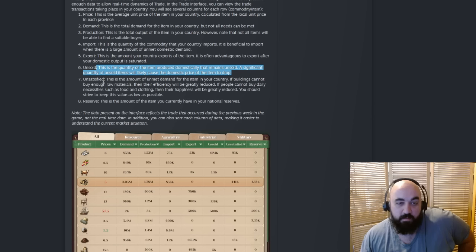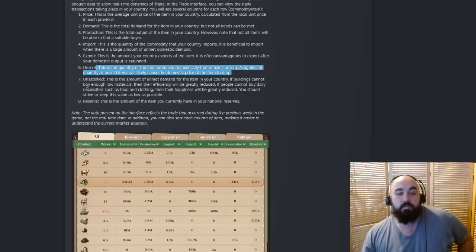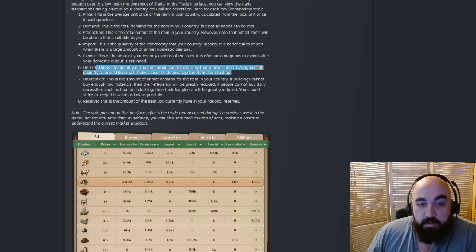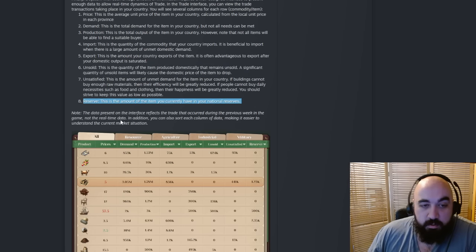If buildings cannot buy enough raw materials, then their efficiency will be greatly reduced. Big oof. If people cannot buy daily necessities such as food and clothing, then the happiness will be reduced. You should strive to keep this value as low as possible. Sure. Reserve, this is the amount you currently have in your national reserves.